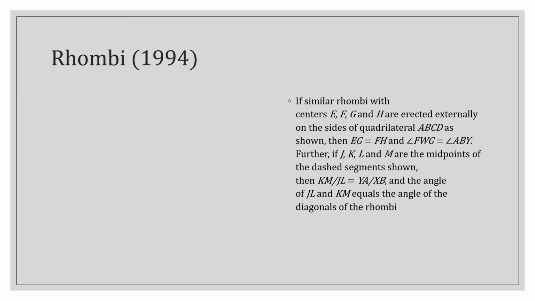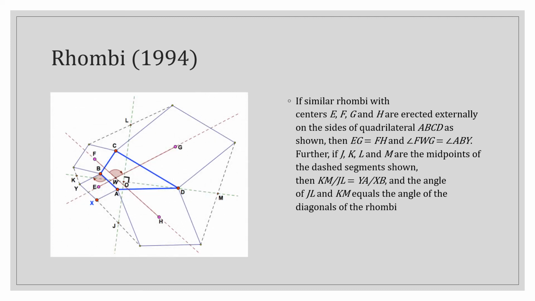Further, if J, K, L, and M are the midpoints of the dashed segments shown, then the ratio of KM to JL would equal the ratio of YA to XB, and the angle of JL and KM would equal the angle of the diagonals of the rhombi.